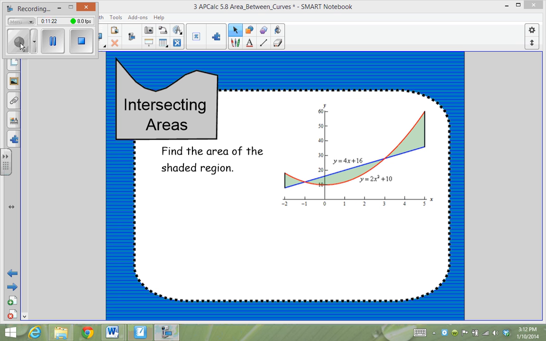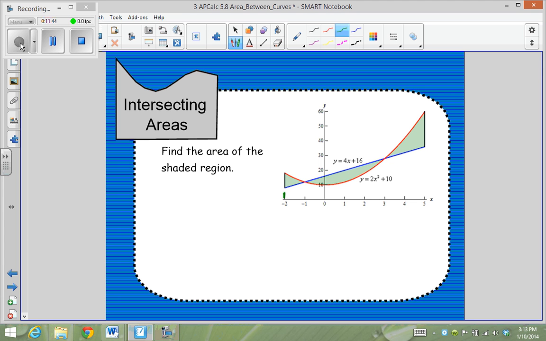Okay, so we want to go back to this one with the intersecting areas. A little bit bigger picture than what you were looking at before, and I want us to be sure that we understand this one completely. In order to figure out what my boundaries are, I can tell right here, -2 is where I'm starting, 5 is where I'm stopping, and I could guess that my blue line switches from the bottom to the top at -1, and at 3 it switches back underneath again.